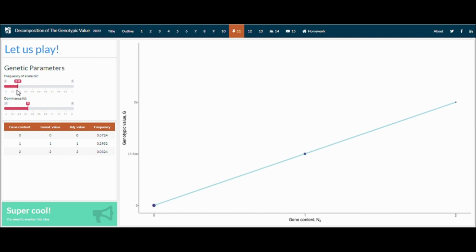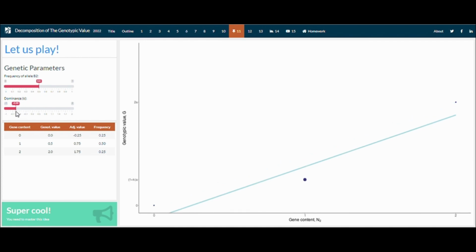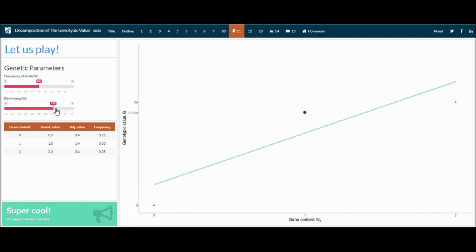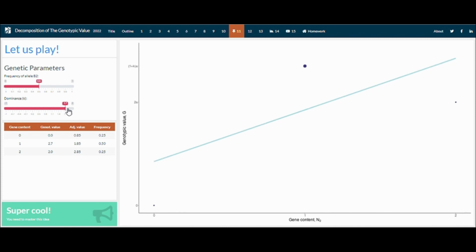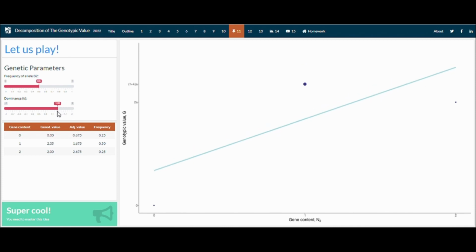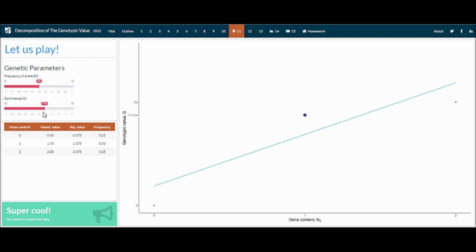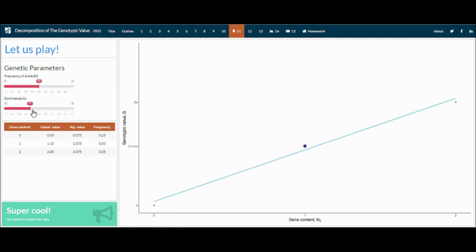Now, let's set the allele frequency to 0.5 and just change the dominance value. We can see that the slope of the line is not changing, but the deviations increase as the dominance value increases. The greater the deviation, the greater the bias of the quantitative estimation of this trait, and the lower the predictability of the model.